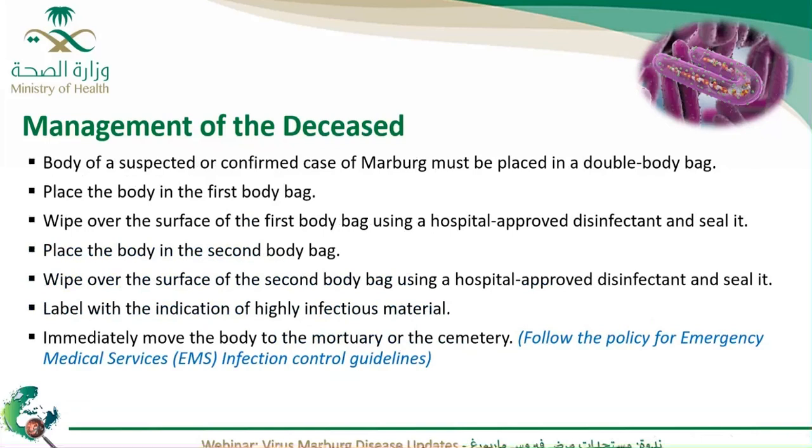The body should be placed in a double body bag. You will put the body in the first body bag, and after that you will wipe the surfaces of the first body bag using intermediate-level disinfection as we mentioned. After that you need to seal it, place it in the second bag, wipe the surfaces of the second bag, and seal it again. Then you need to put the label that indicates highly infectious materials, and immediately move the body to the mortuary or to the cemetery.